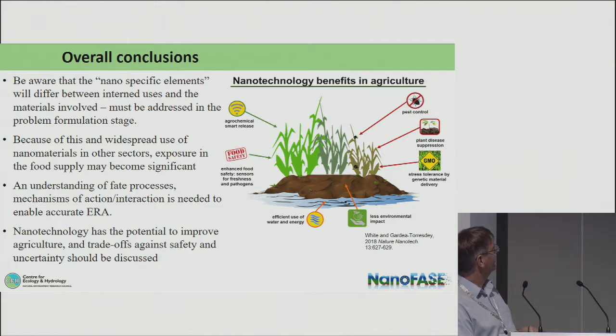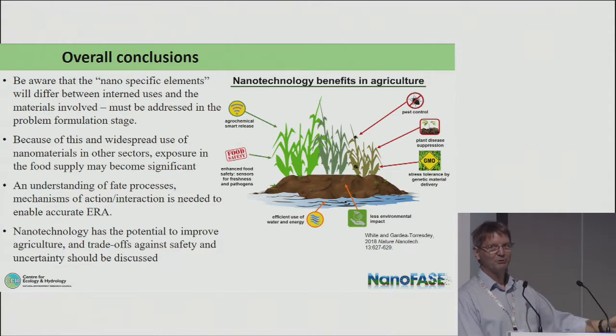We need to understand the fate processes and mechanisms, both of the actions and the interactions, in order to be able to do accurate ERAs. And nanotechnology has the potential to improve agriculture, which means we must remember the trade-off. We can cure the problem one way. If we don't do that because there's some risk with it, what would the alternative be? Is that a worse alternative?